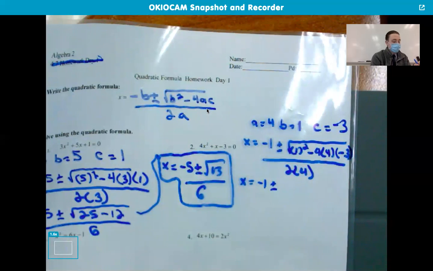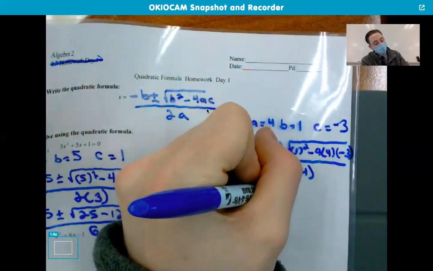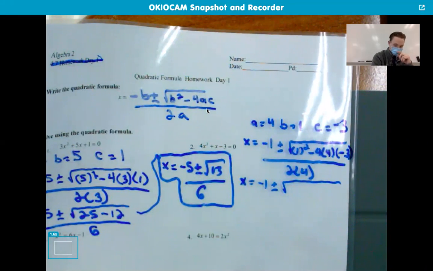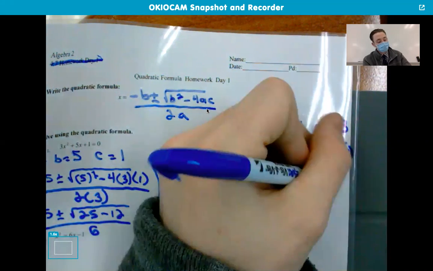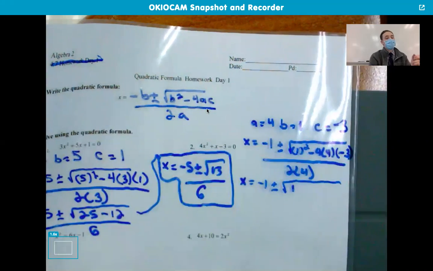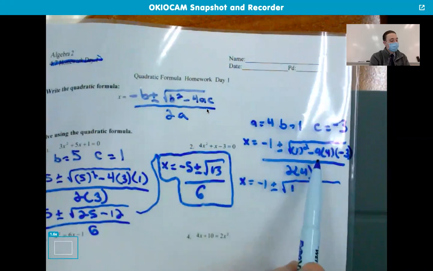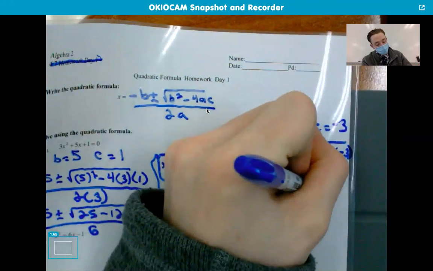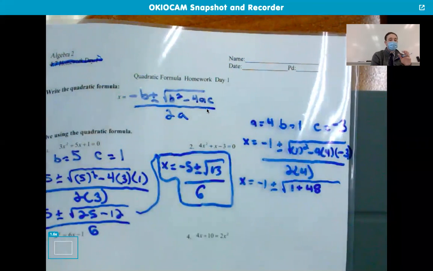How does the inside of my square root simplify? What does that become? So it's going to be 1, but not minus 48. So that's one thing that we want to be careful about. Remember, the negative 4 tags along, right? Plus 48. So that's the biggest thing that we could get tripped up on.